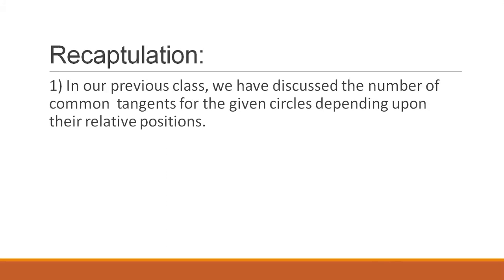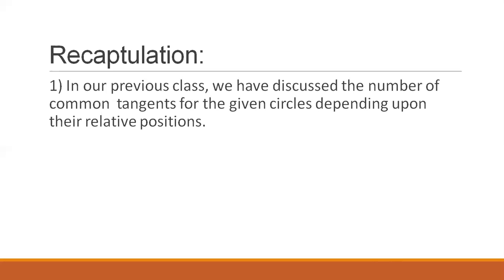For example, if C1C2 is greater than R1 plus R2, then the circles S equal to 0 and S dash equal to 0 are apart from each other. They do not have any point in common. In that case, there exist four common tangents for the circles S equal to 0 and S dash equal to 0.